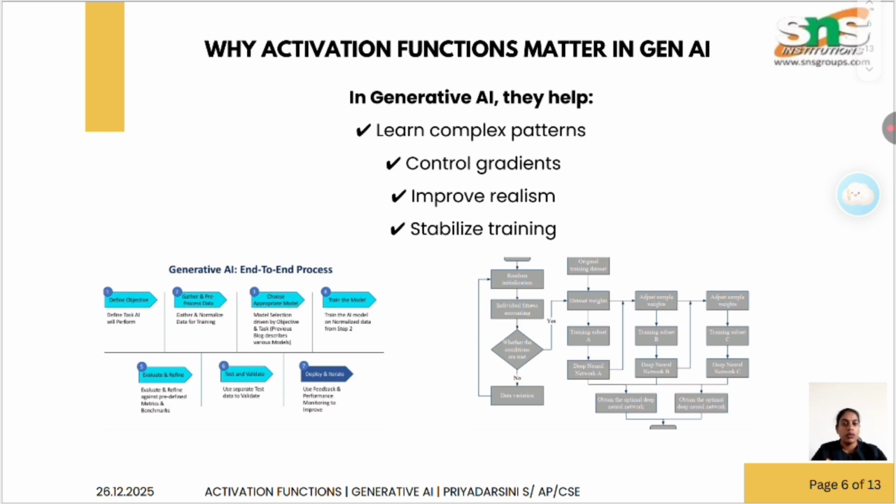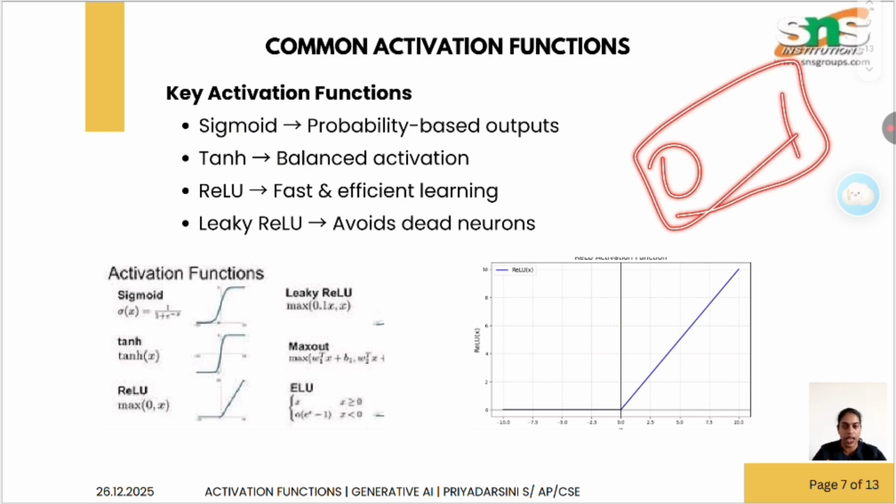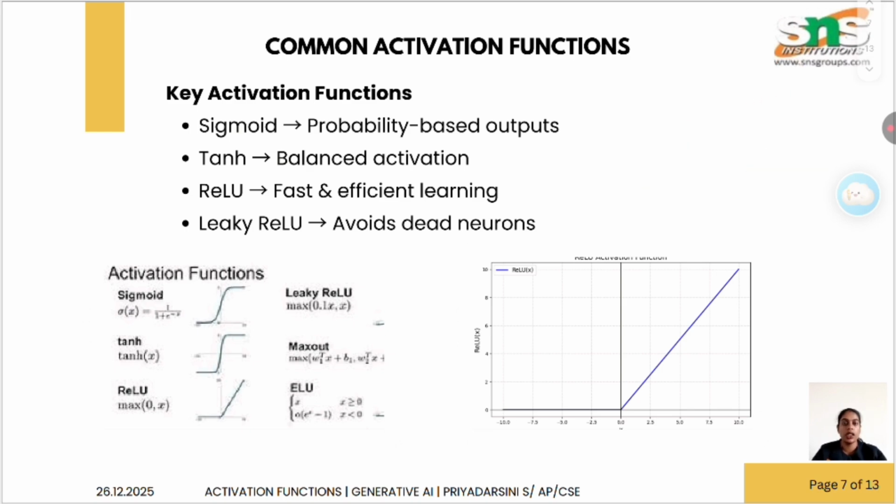Okay, what does the activation function do? What are the common activation functions? Let's look at some common activation functions we hear about: Sigmoid, Tanh, ReLU, and Leaky ReLU. Sigmoid gives probability-based output between 0 and 1. It is often used in binary classification. Tanh outputs values between -1 and 1.